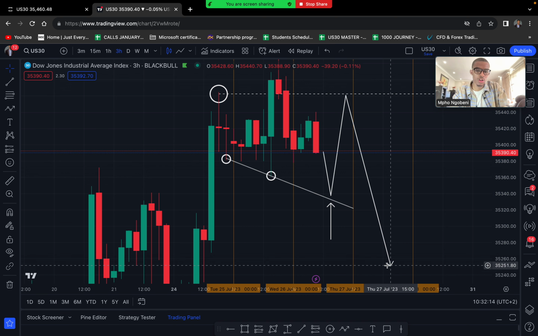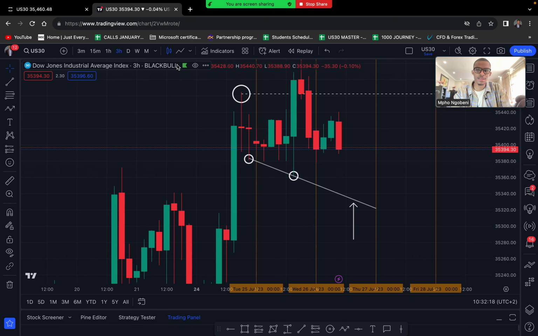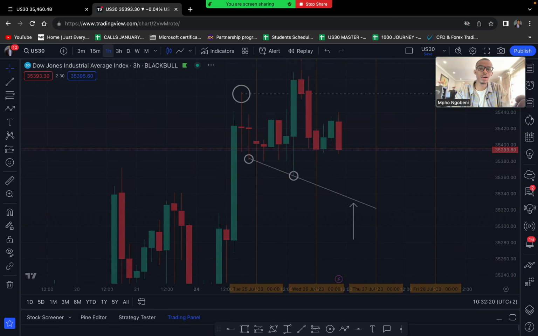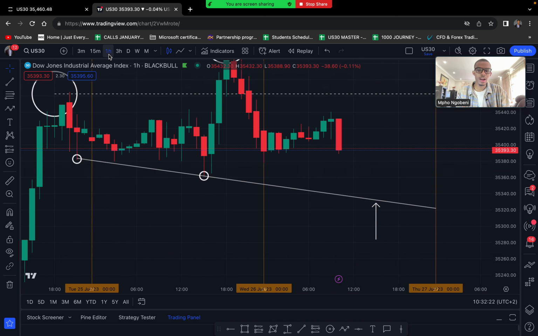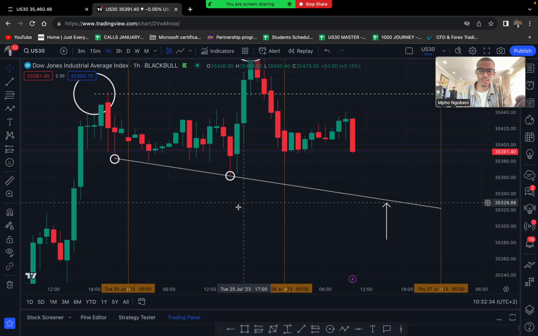But that's not all. I'm not done. We did the daily, we did the 3 hours. Now we come to the 1 hour. With the 1 hour, I look for repetitions, because there's a very high chance that what's happening here is not the first time that it's happening. It has happened before. So how do we spot repetitions?